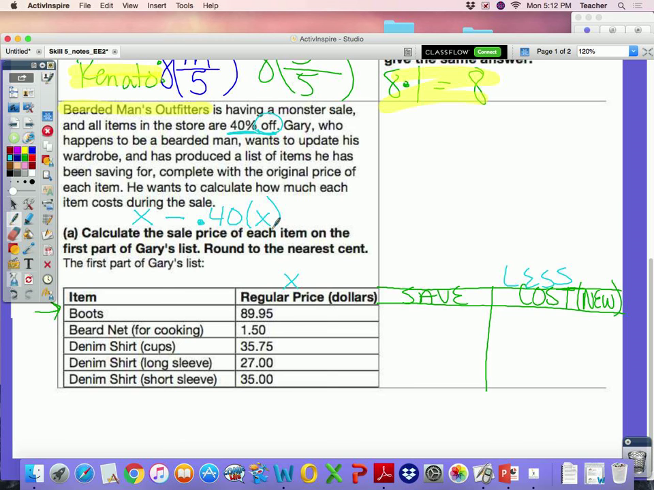So let's go ahead and do the boots over here. So let's plug in. We're going to use the same expression for all 5 of these. You just need to change the original. Okay, so let's start with the basics. We got boots, $89.95 minus 40% of the boots.